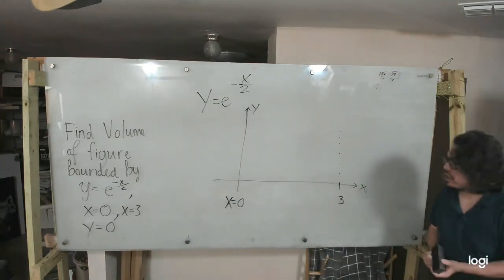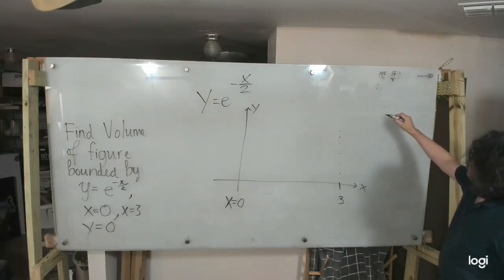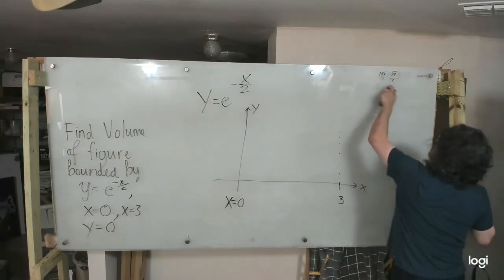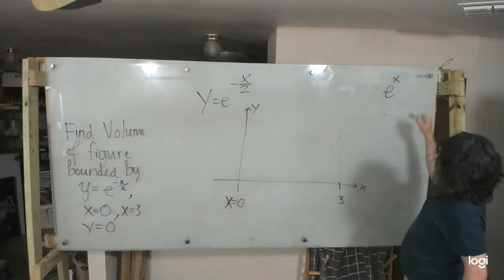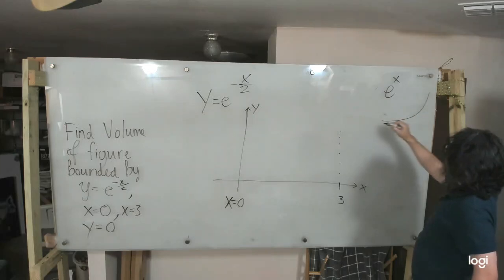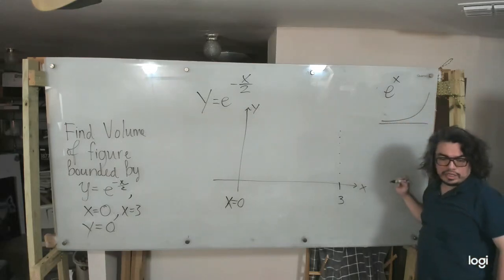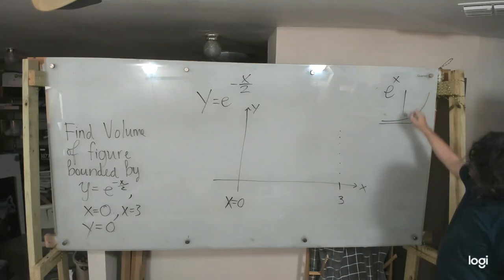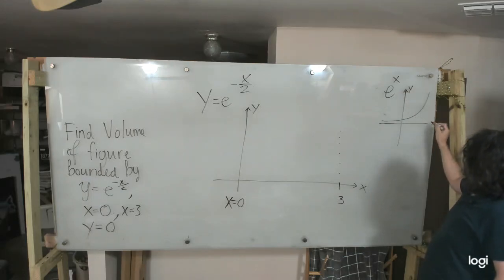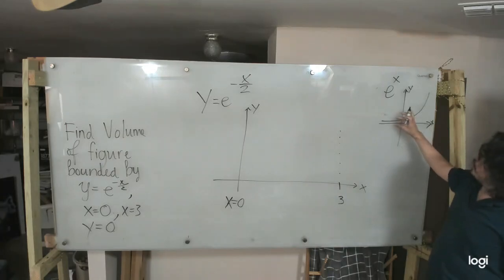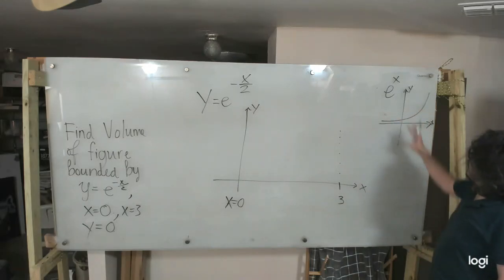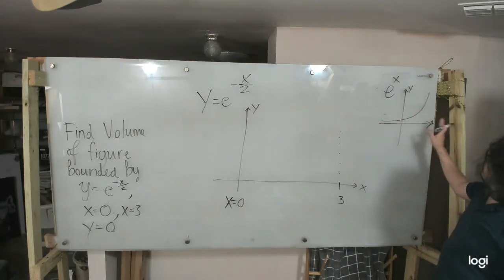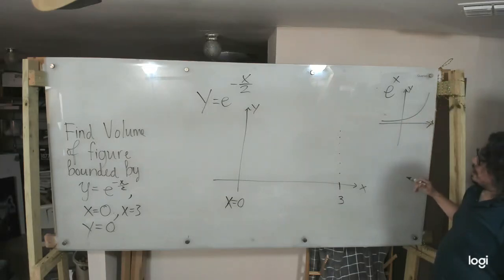Now, if you know your parent function of e to the x, you know that e to the x looks like this. It has as its horizontal asymptote the x-axis, and it will get closer and closer to the x-axis as you let x get small. And of course, as you go to the right, it'll go up to infinity.